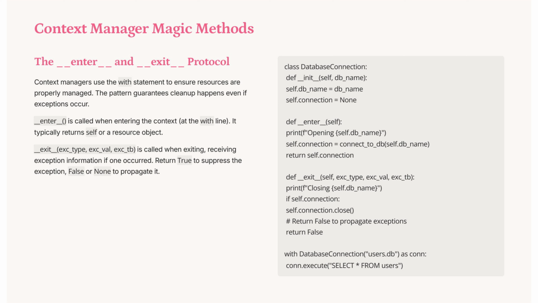The __enter__ method initializes resources, while __exit__ always handles cleanup, optionally suppressing exceptions. For instance, DatabaseConnection opens and closes a database connection, maintaining resource integrity. This pattern is crucial for reliable resource management in Python programming.